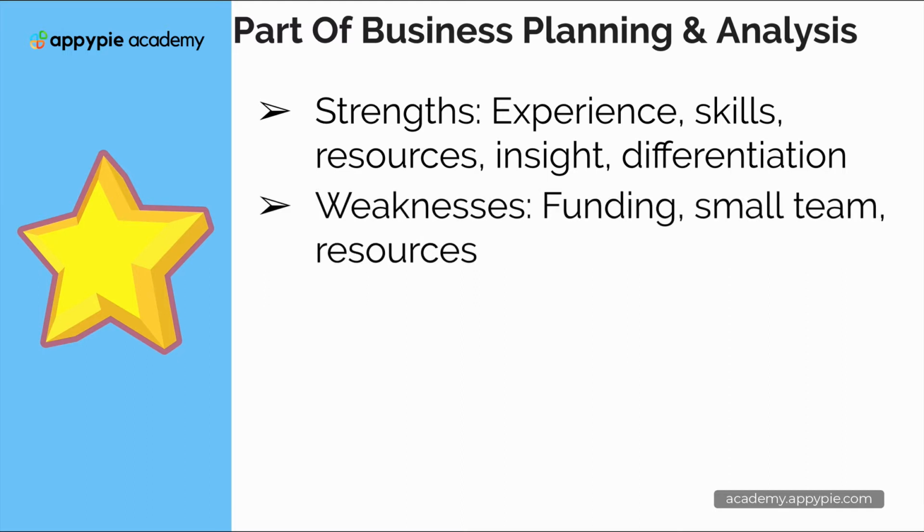On the other hand, you might have weaknesses, and they are actually quite opposite of each other. A strength can be having funding, a weakness can be having no funding. A weakness can be having a small team, whereas a strength can be having a lot of skills on your team. And a weakness can be lack of resources like time and money, things like that.